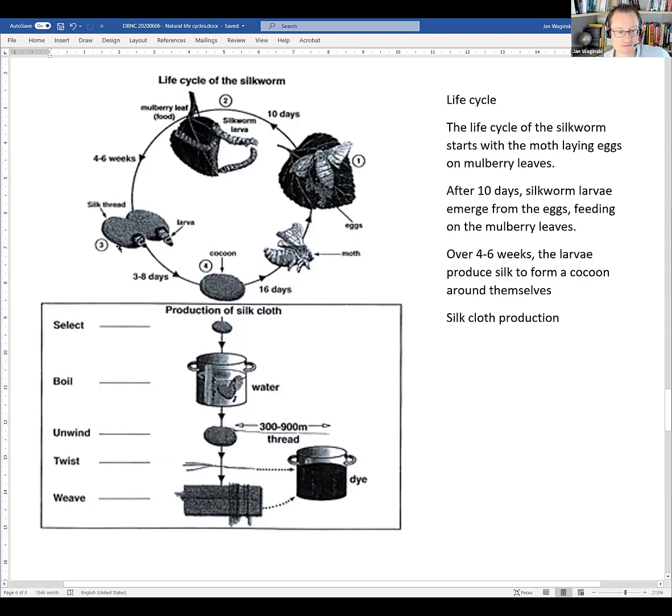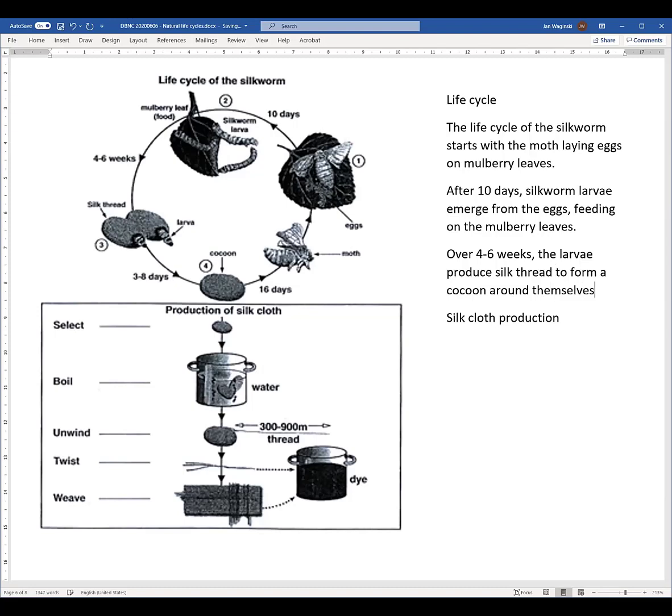Yes, it's going through because the cocoon is complete, they surround themselves completely with silk. Okay, so let's say that over 4 to 6 weeks, the larvae produce silk to form a cocoon around themselves. After 3 to 8 days. Yeah, I was saying over the 4 to 6 weeks, the larvae produce silk thread. We can say then after 3 to 8 days, the cocoon is, yeah.